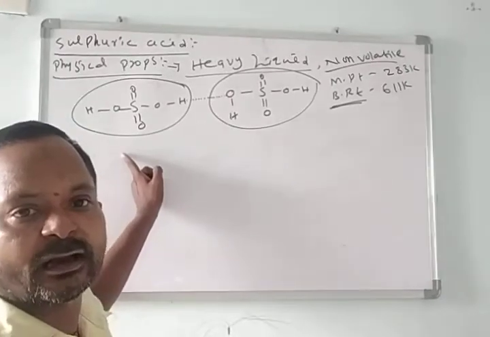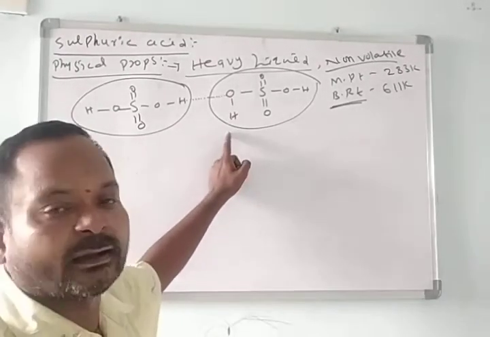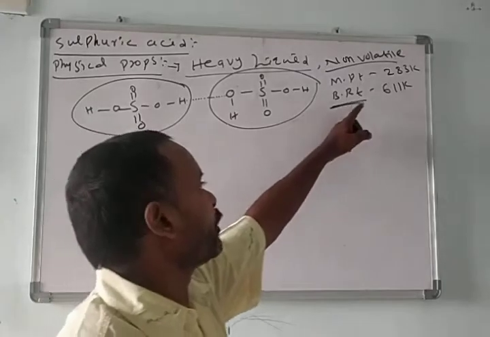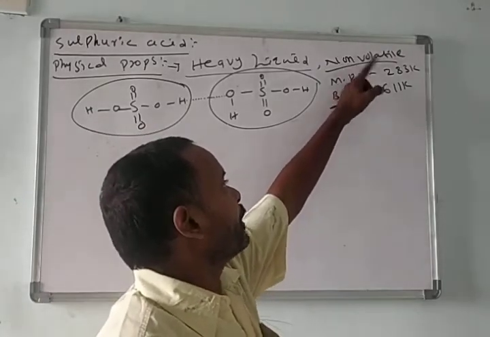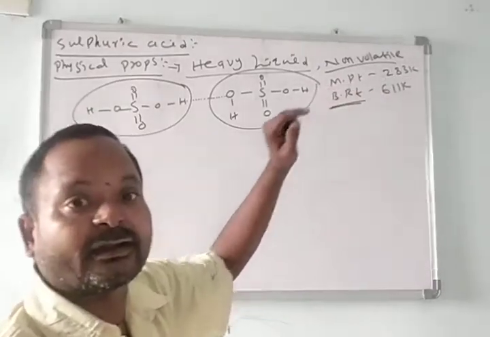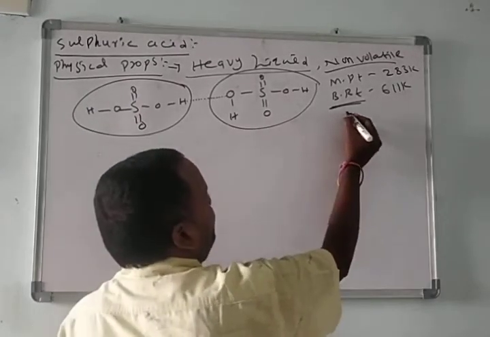Only due to intermolecular hydrogen bonding, sulfuric acid has a higher boiling point. It is non-volatile, has a high melting point, and dissolves completely in water.